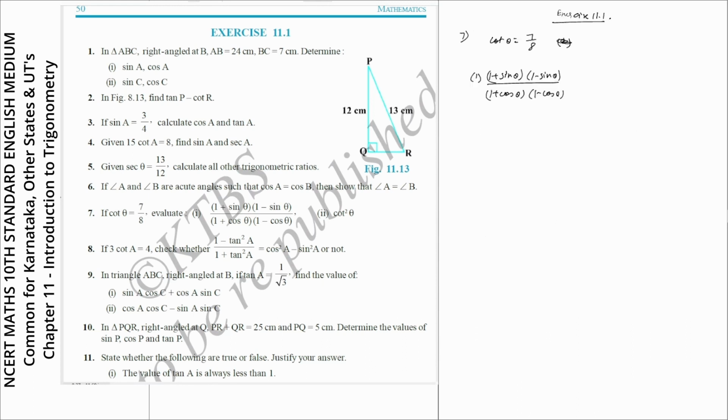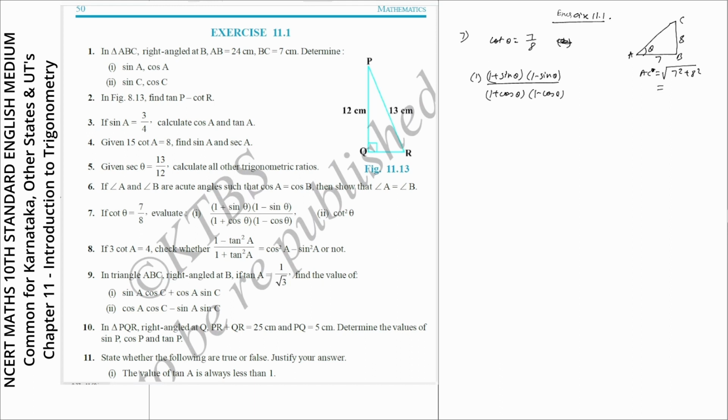Exercise 11.1, question number 7. If cot theta is equal to 7 by 8, evaluate. Given cot theta is 7 by 8, that means if this is theta, cot theta is adjacent by opposite. So this is A, B, C, let us say. Now what is AC? AC is equal to square root of AB square plus BC square, that is 7 square plus 8 square, applying Pythagoras theorem.